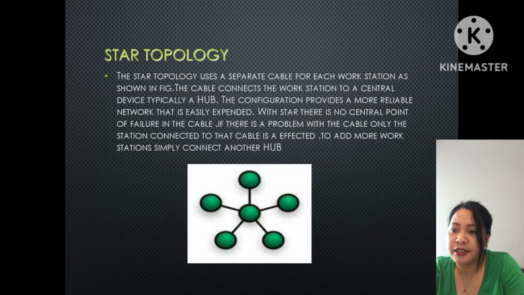Star topology. The star topology uses a separate cable for each workstation, and the cable connects the workstation to a central device, typically a hub. The configuration provides a more reliable network that is easily expanded. With stars, there's no central point of failure in the cable. If there is a problem with a cable, only the station connected to that cable is affected. To add more workstations, simply connect another hub.